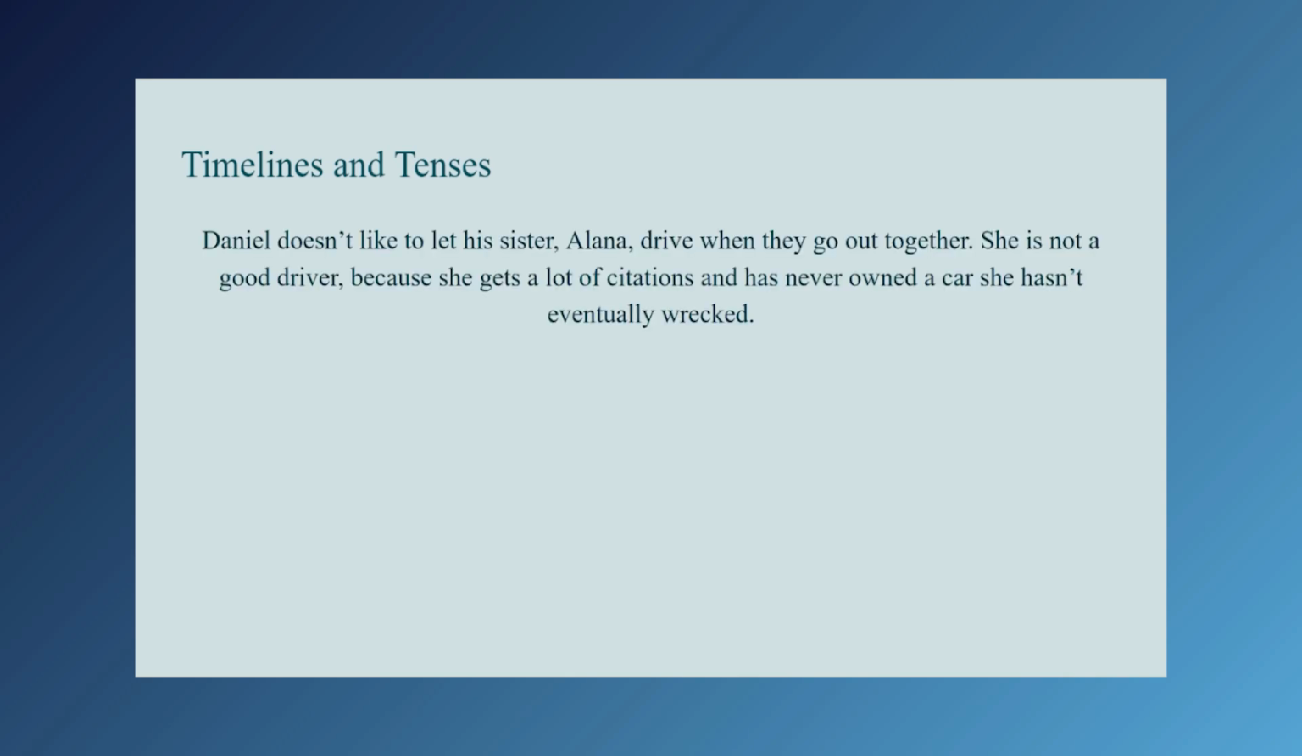There's one more little thing that we're going to look at with proportionate responses, though it isn't a word set. Be aware of the timeline and tenses used in the prompt and in the answer choices. For instance, Daniel doesn't like to let his sister Alana drive when they go out together. She is not a good driver because she gets a lot of citations and has never owned a car she hasn't eventually wrecked.